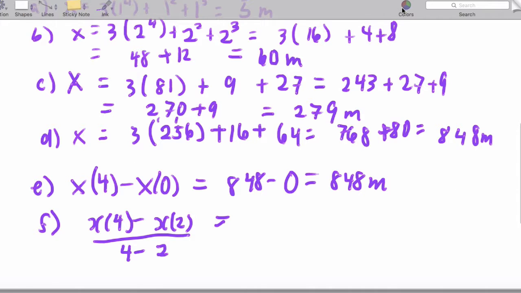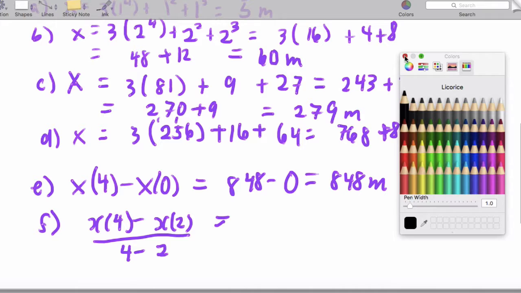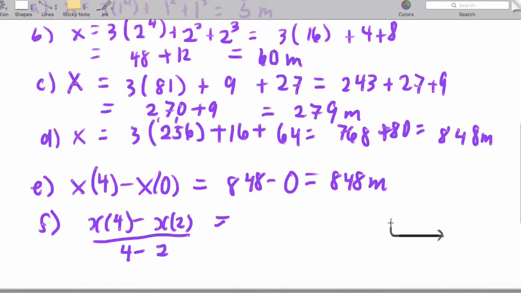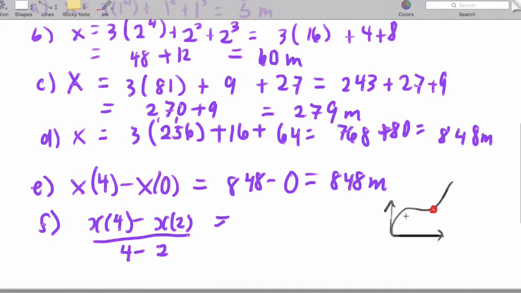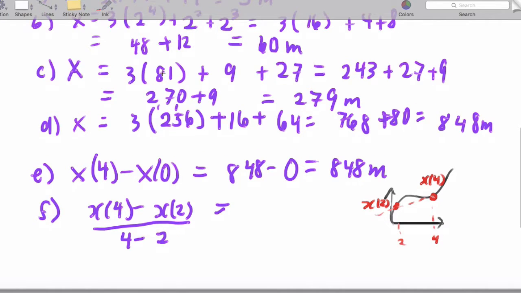So if I have a graph like this, let me just remind you, here's a graph, and what we're kind of doing is we're looking at x at 4 and x at 2, and we're getting the slope of this line here. It's like x at 4, x at 2, and this is like 2 seconds, and that's 4 seconds, and it's the slope of the secant line.